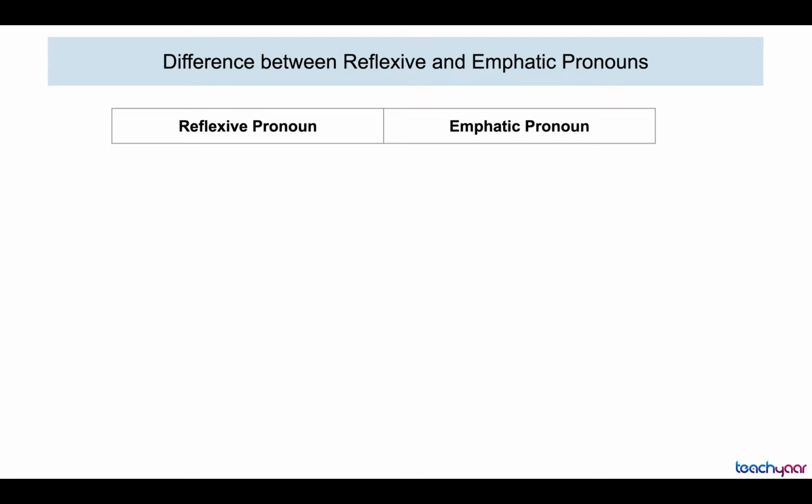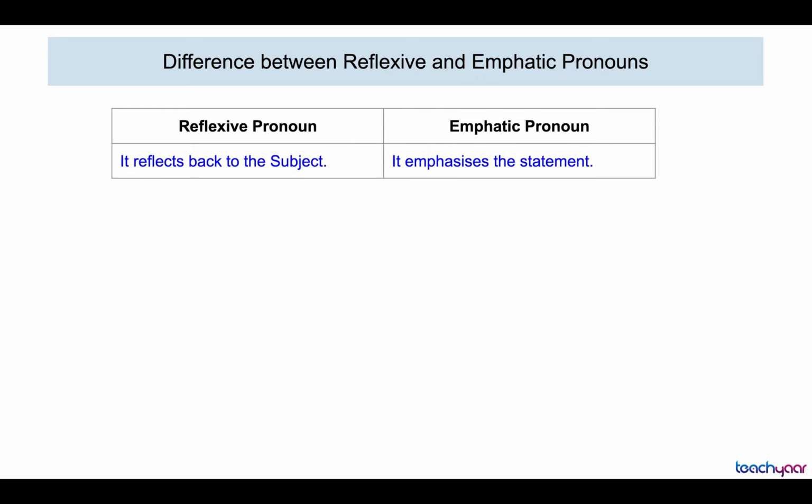Now, usually the problem that arises is that because the formation of reflexive pronouns and emphatic pronouns is the same, there is a confusion. What is the difference between the two? Very often we mix them up. So let's see the difference between the two. So the first difference is that in the case of reflexive pronoun, as we have studied in the previous video, a reflexive pronoun reflects back to the subject. It's like a mirror. If you look in the mirror, you see your reflection. So actually the reflexive pronoun is a reflection of the subject.